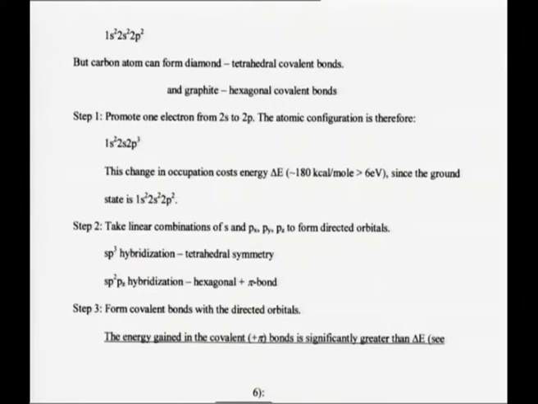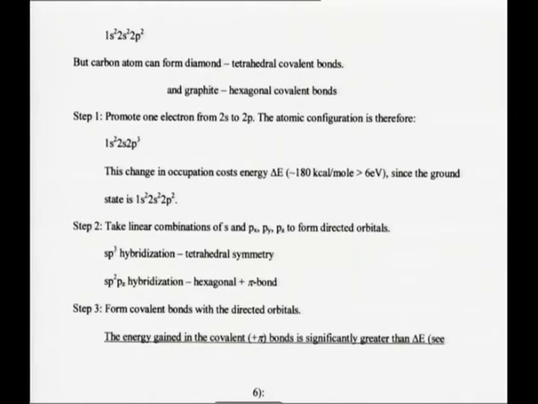This is the ground state configuration of the carbon atom in free space. But of course, if you put the carbon atom in an environment where there are other atoms, the total energy is lowered if you change that configuration. This is, of course, the famous chemical bond. So what we're going to do is promote one electron from the filled 2s up into the 2p. So the configuration would be 1s squared, 2s, 2p3.